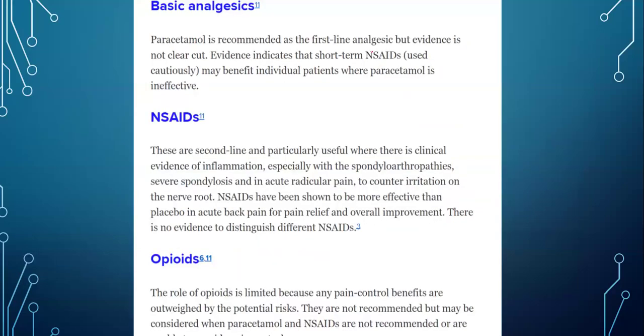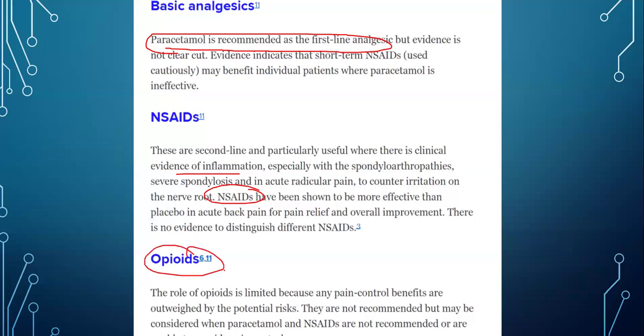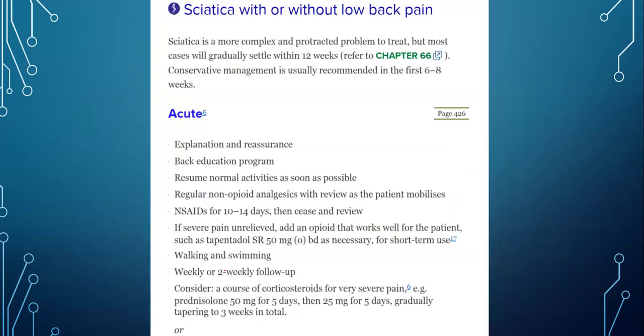Okay. Paracetamol is recommended as the first line analgesic. Always remember that. And then as a second line, when there is a bit of inflammatory pain pattern, you can give them a short period of NSAID. And opioids are not usually recommended for low back pain.